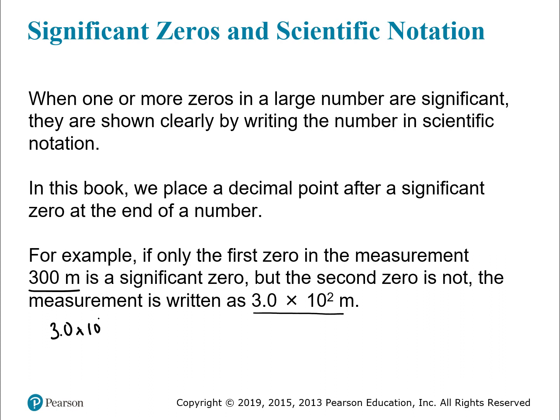So to write that out again, 3.0 times 10 to the second meters has 2 sig figs. But what if the book is going to represent that all of the zeros, both of them, are significant? Then there will be a decimal point at the end. And that would be 3 significant figures with the decimal point.